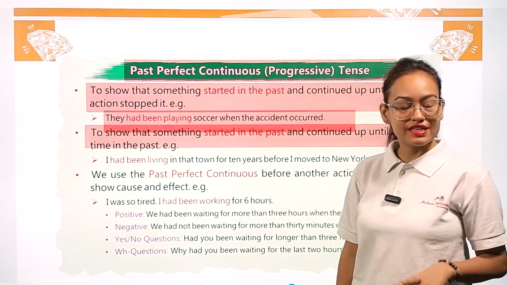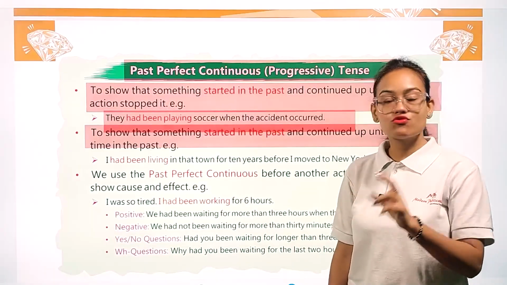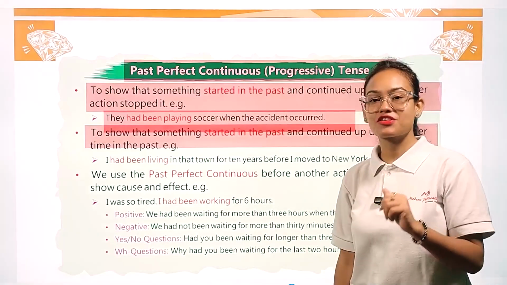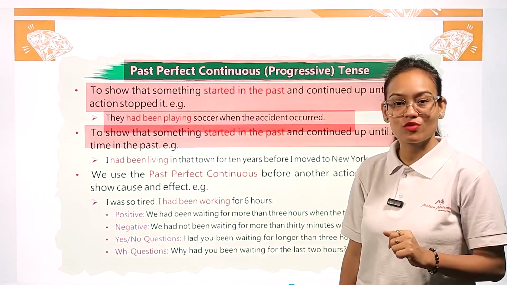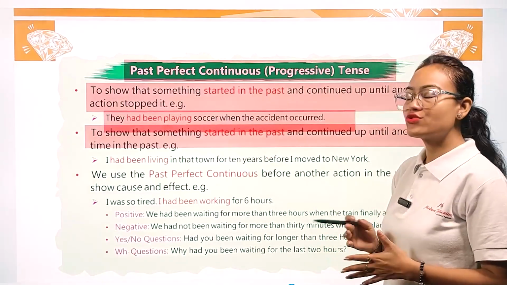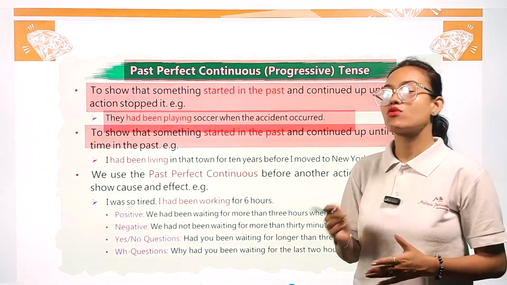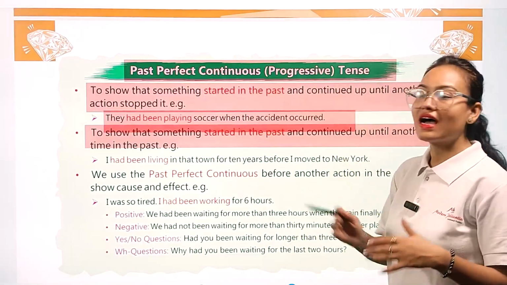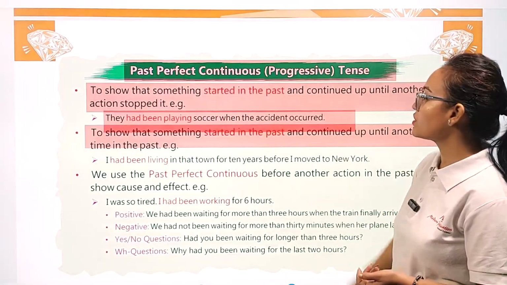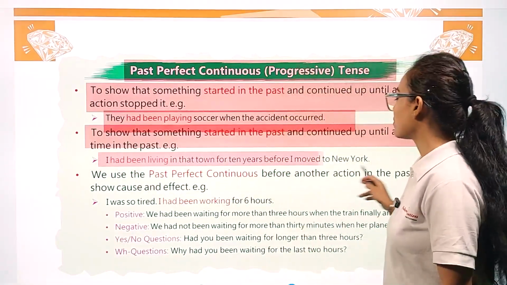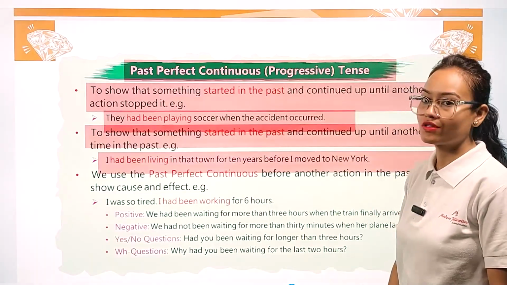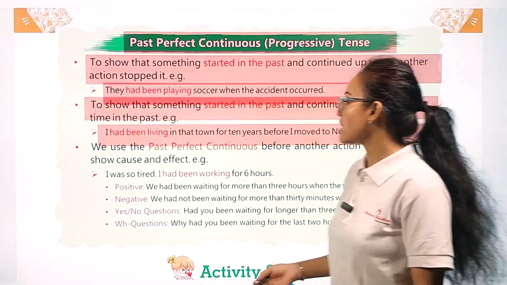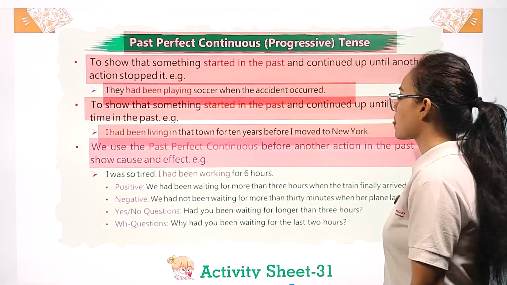Here, my dear student, it is showing two actions. If two actions are performed here, then only we can say that at this moment this action is performed and at that moment that action is performed. So whenever we are going to show that some action started in the past and continued until another time in the past, example you can see, I had been living in that town for 10 years before I moved to New York.